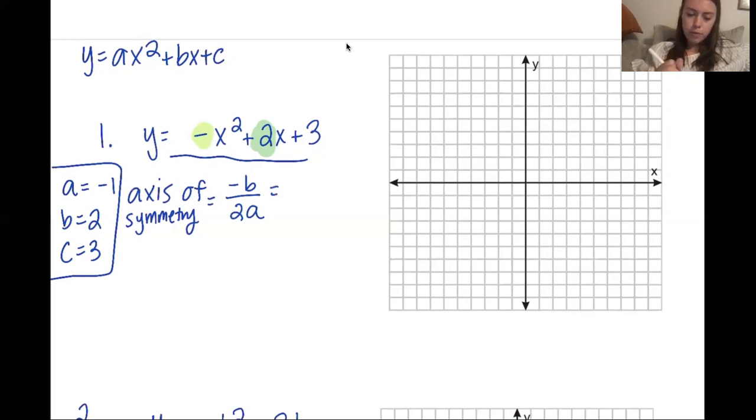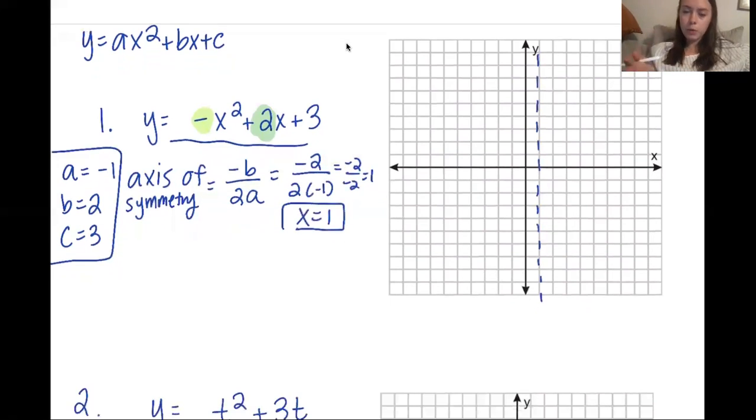So I'm going to take my b value, which is 2, and I'm going to do -2 over 2 times -1. That will give me -2 over -2, which will give me 1. So that means that the x value of my vertex is at 1, but mainly what that'll tell me first is that my axis of symmetry goes through 1. And that is where my graph splits in half. So basically anything on the left side is going to be a mirror of anything on the right side. So x equals 1 is my axis of symmetry.